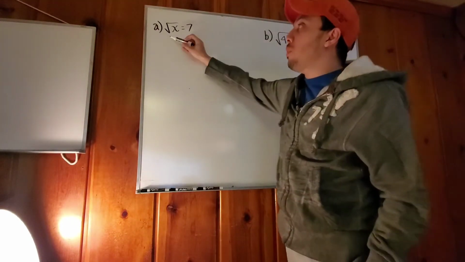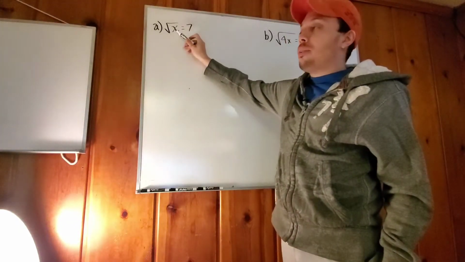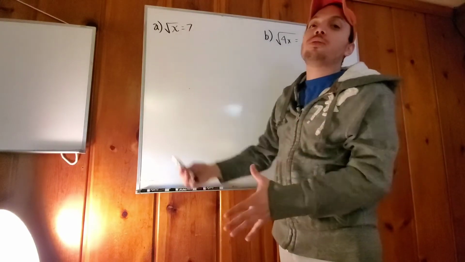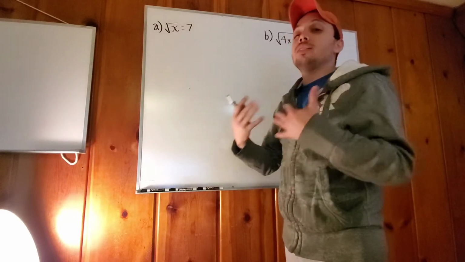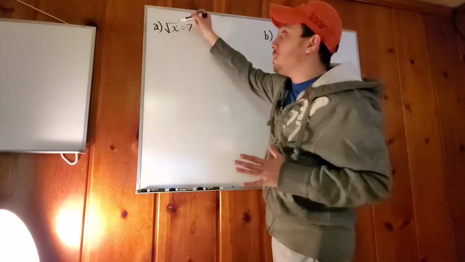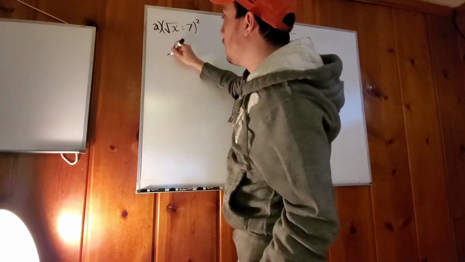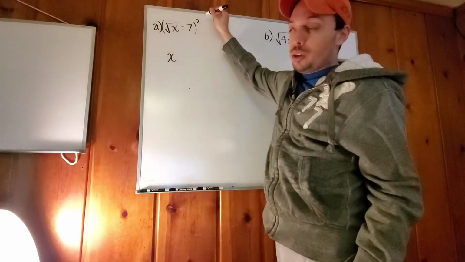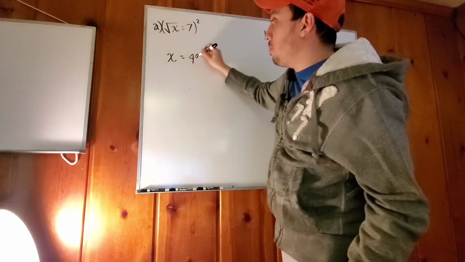And so the first thing that we have to know is that if we're square rooting the x, well, we don't know what square root of x is. But to get rid of the square root, we have to do the opposite operation. And so the opposite of square rooting is squaring. Actually raising to the power of 2. And so we're going to raise the whole thing to the power of 2. And so it's going to be x, because square root of x squared is going to be x. And 7 squared is going to be 49.